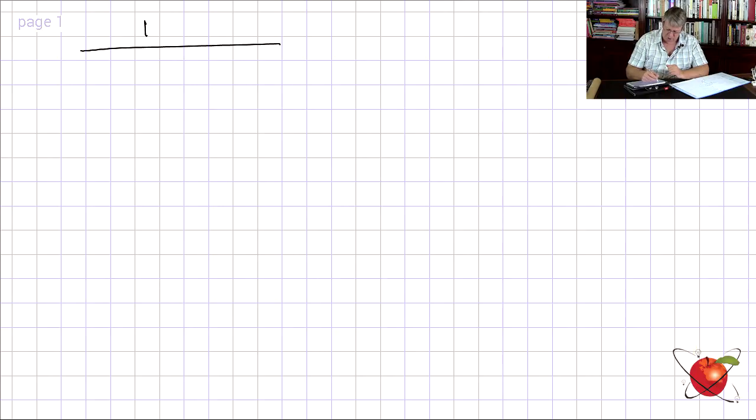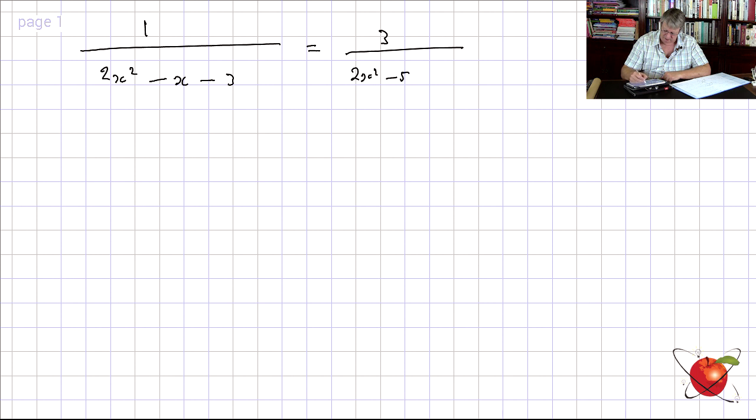Let's have a look. 1 over 2x squared minus x minus 3 plus, is equal to 3 over 2x squared minus 5x plus 3 minus 2 over x squared minus 1.